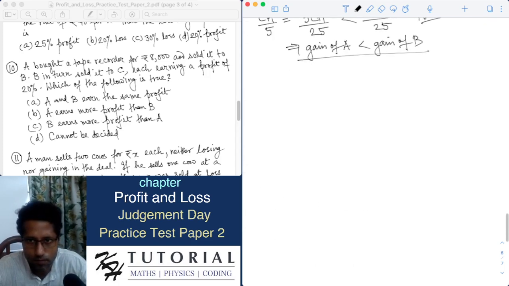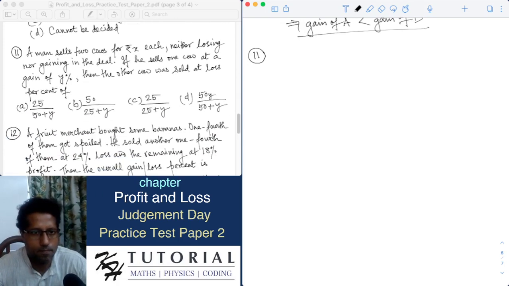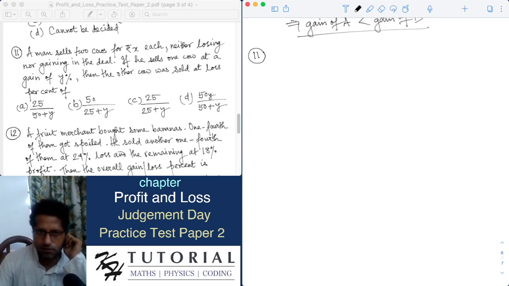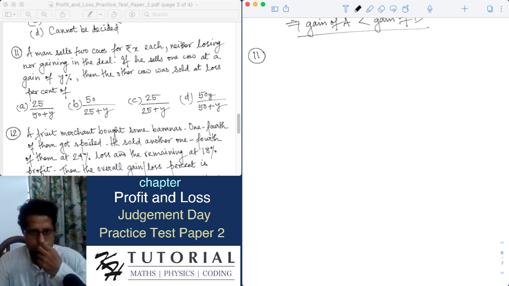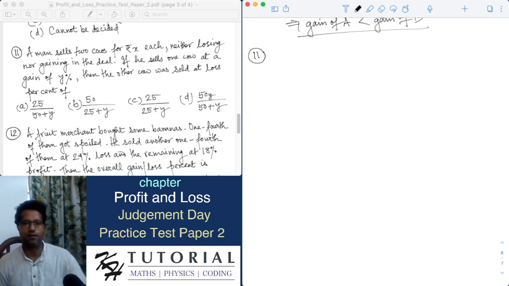Okay, let's do problem number 11. It says a man sells 2 cows for rupees X each, neither losing nor gaining in the deal. A man sells 2 cows for rupees X each. The selling price of both the cows is X. Neither losing nor gaining in the deal.